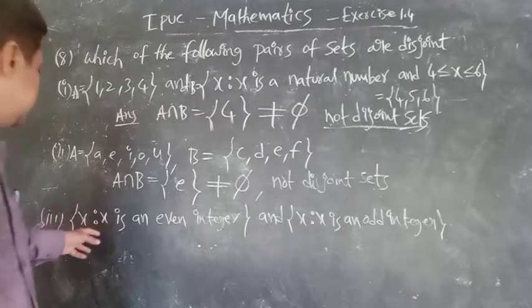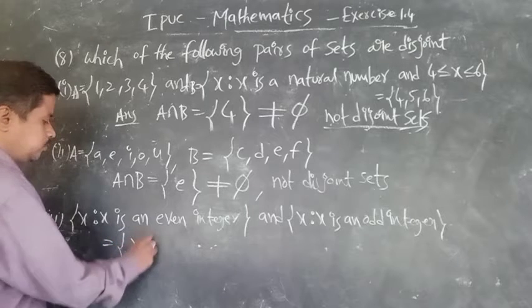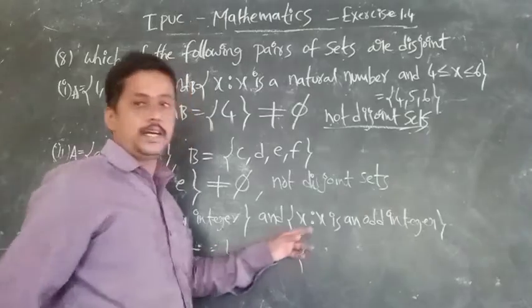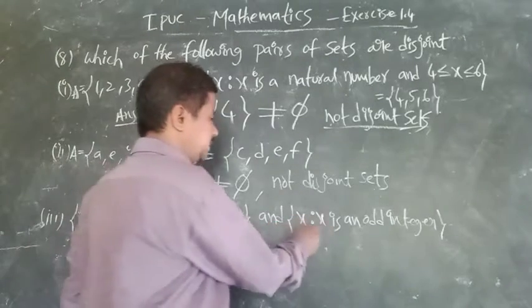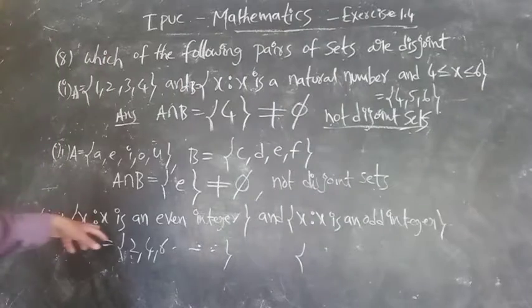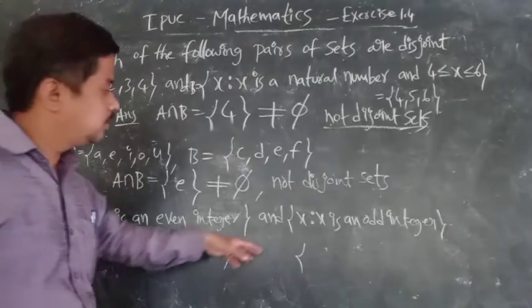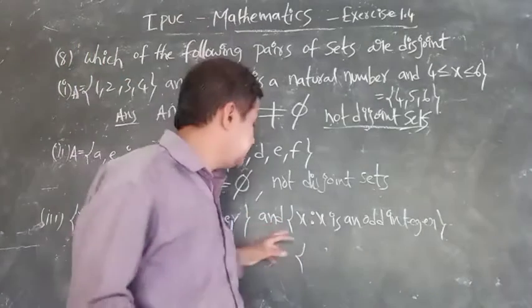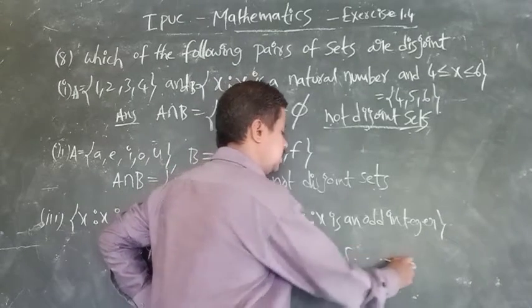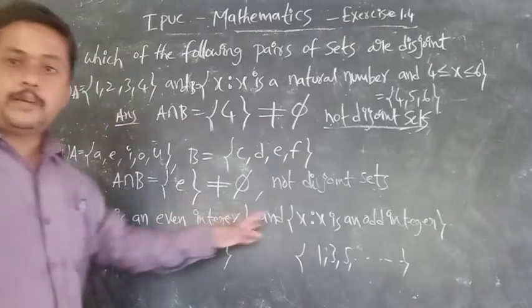See, x is an even integer. Even integers means what? 2, 4, 6 and so on. Odd integers means what? x is an odd integer: 1, 3, 5 and so on. So there is no common element in both of these.